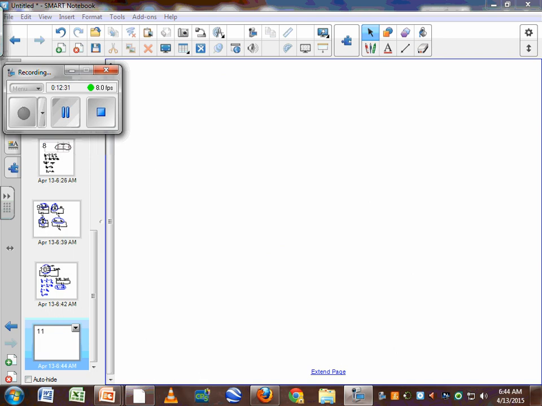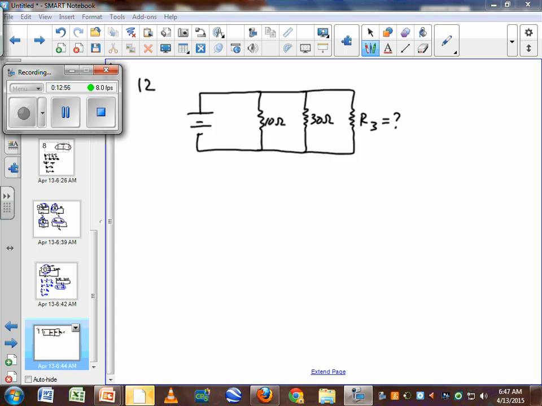So let's do some example problems. If you look at page 757, question number 12, it says that three resistors in parallel have an equivalent resistance of 5 ohms. Two of the resistors have resistance of 10 and 30 ohms. What is the resistance of the third resistor? So the picture looks like this. So we know R1 and R2, but we don't know R3, but we do know the equivalent resistance.